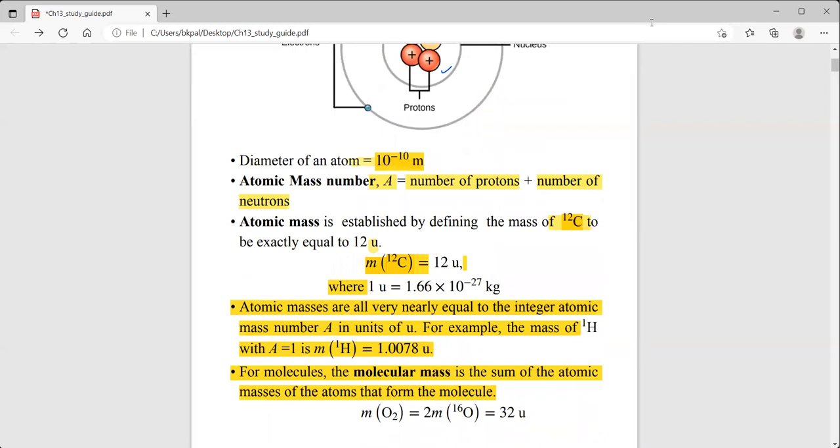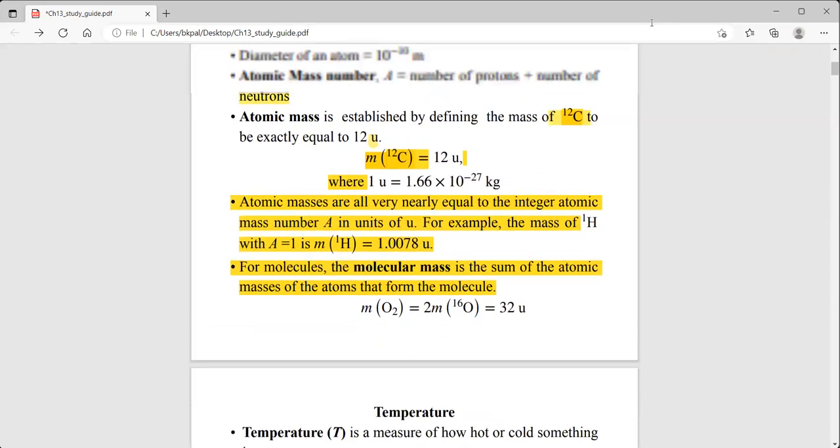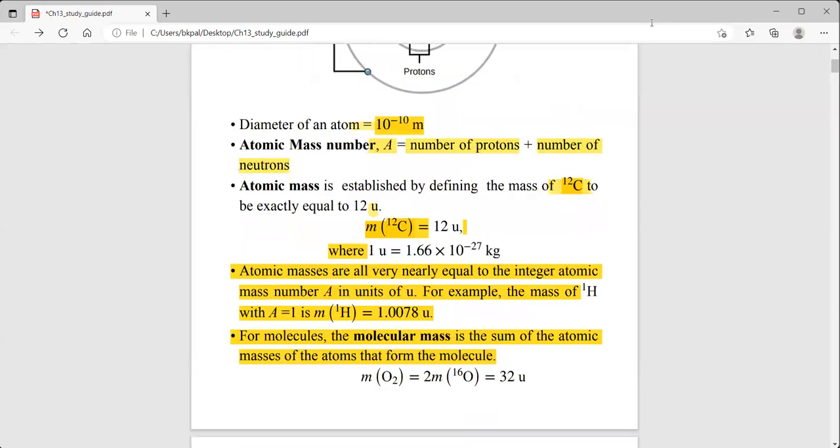Now, it's not the standard international unit, and you know that the standard international unit for mass is kilogram. So what is the relationship between the atomic mass unit and kilogram? One atomic mass unit is equal to 1.66 times 10 to the power minus 27 kilogram.